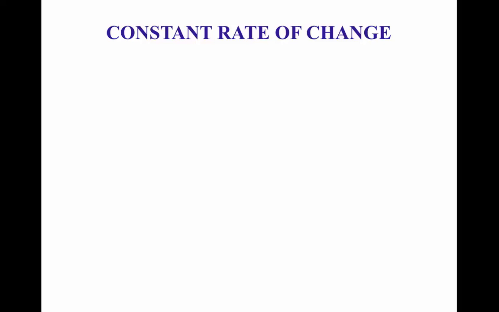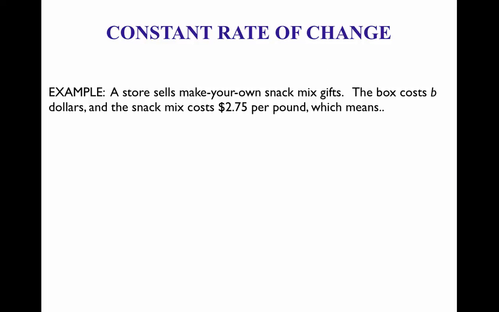Okay, so I've got some more scenarios. Here we go. A store sells make your own snack mix gifts. So there's a box that costs $B, and then the snack mix costs $2.75 per pound. So I want you to tell the person next to you, what does the $2.75 per pound mean? So when I said which means, I'm just referring to the last part. So the snack mix costs, practice, tell the person next to you, what does the snack mix cost $2.75 per pound mean? Go.